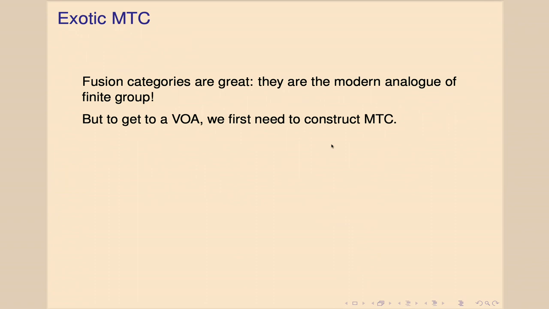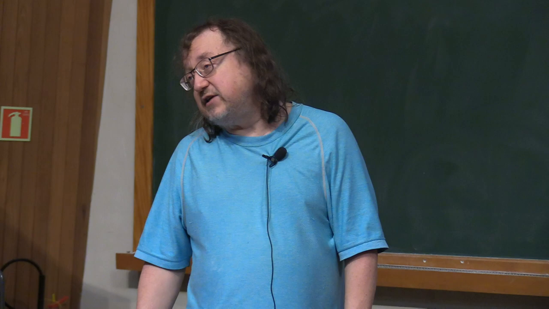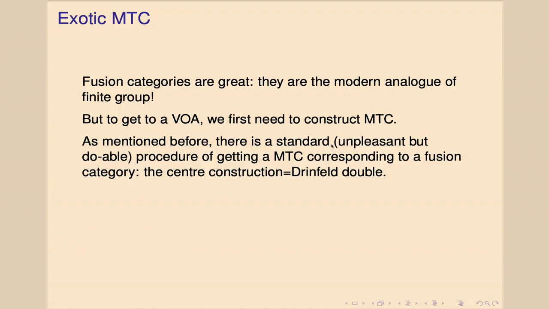So the idea is the VOA that corresponds to this Haagerup, for example, would be its category of modules, its representation theory would be the modular tensor category associated to the Haagerup. And of course, what that is, is the center construction. So we look at the center of the Haagerup, and more generally, the center of all of these zillions of fusion categories that we've been constructing in recent years.